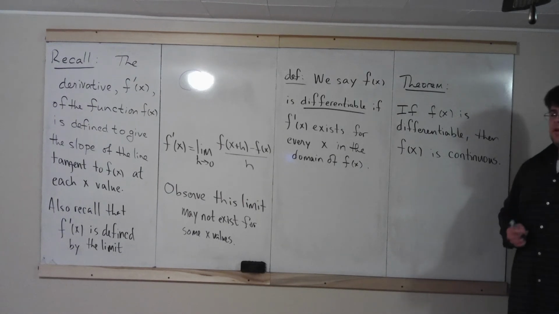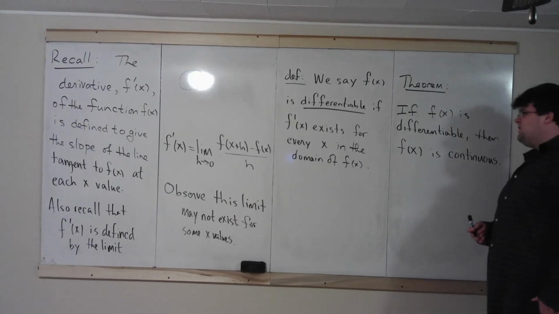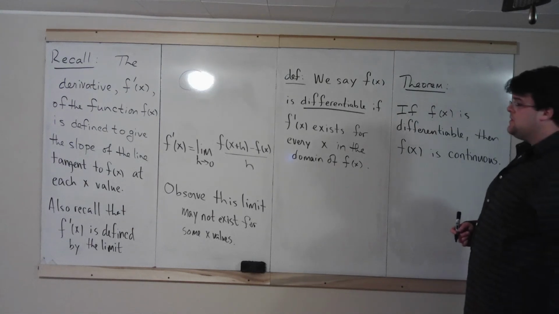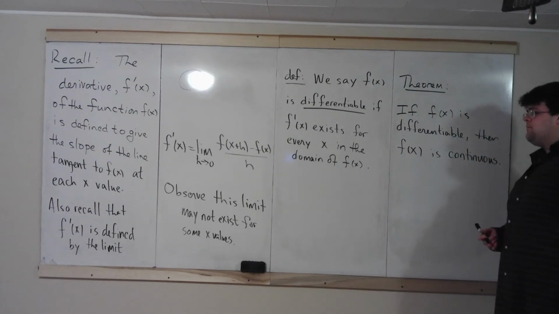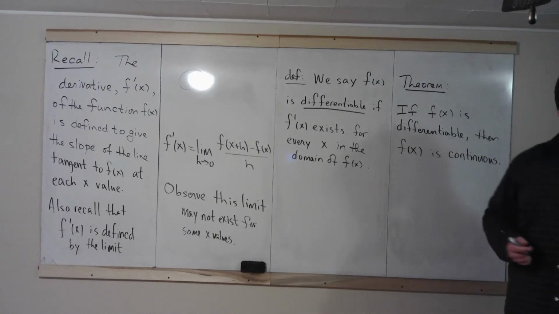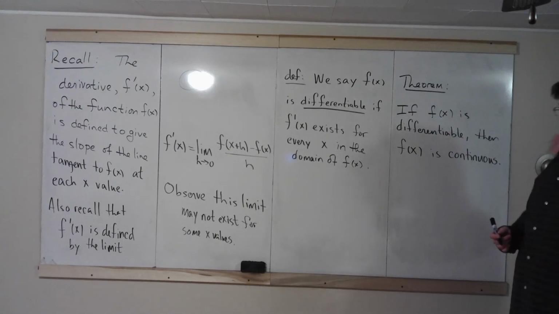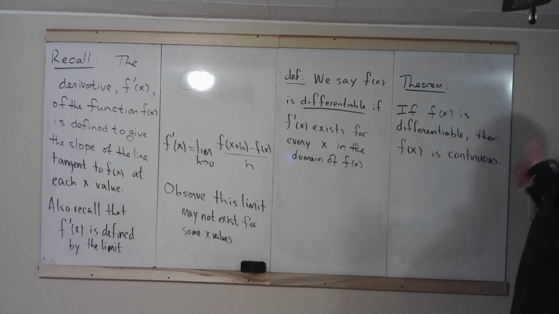A proof of this theorem is not difficult. It is in the textbook. It's a little tedious. There's a step where you multiply by 1. There's a step where you add 0. I'm not too concerned with that.